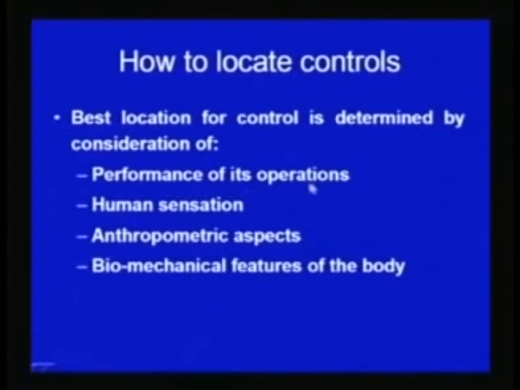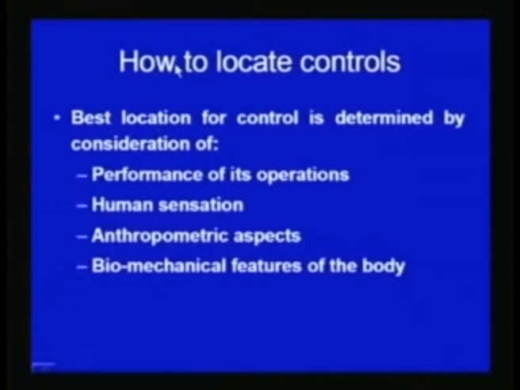And when the control devices are to be located, some points are kept in mind: the performance of the operation which is being controlled, the kind of human sensation required for controlling the things, the anthropometric aspects required in locating the things properly, and the biomechanical features of the body, meaning the kind of movements and forces required for operating the control devices. Consideration of these 4 factors will help in locating the control devices in an optimum manner.